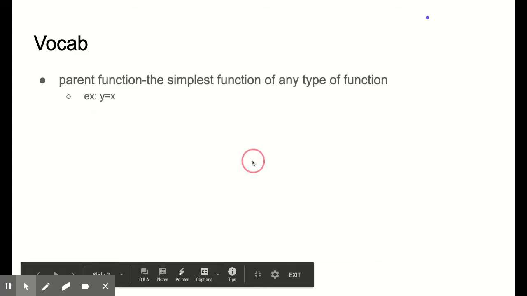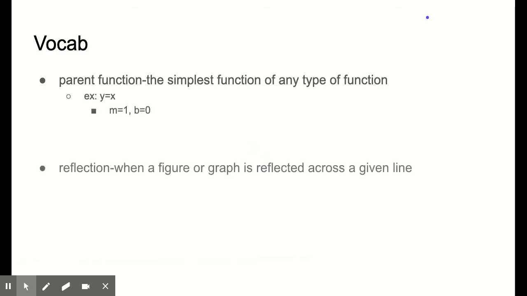Our next term is called a reflection. A reflection is when a figure or graph is reflected across a given line. So if we talk about that function that we just looked at, again, y equals x squared looks like this. The reflection of this is actually going to look like this.